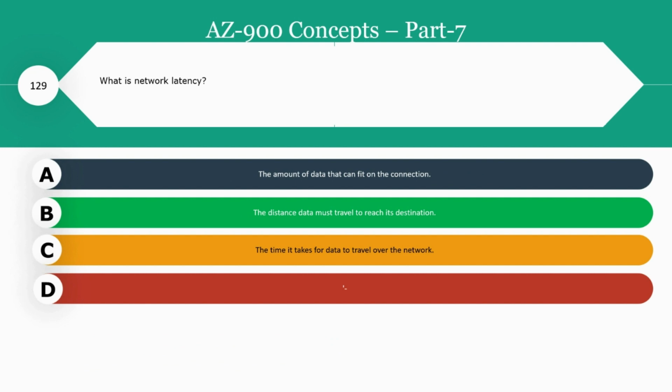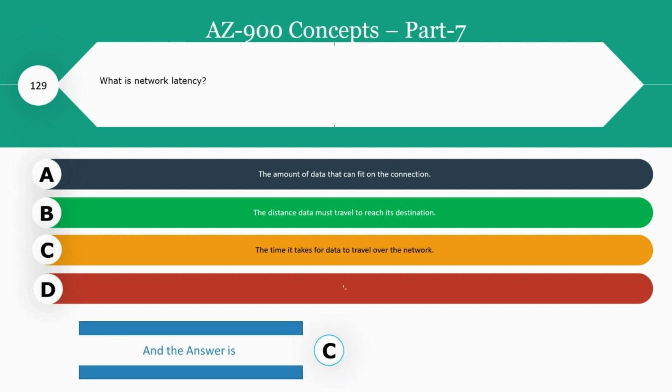What is network latency? Option A, the amount of data that can fit on the connection. Option B, the distance data must travel to reach its destination. Option C, the time it takes for data to travel over the network. The right answer for this question is option C. The time it takes for data to travel over the network is the right answer.